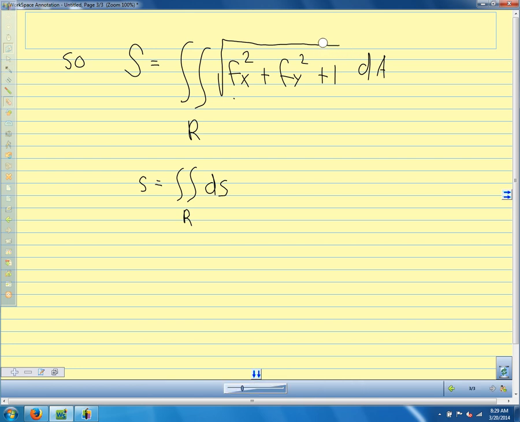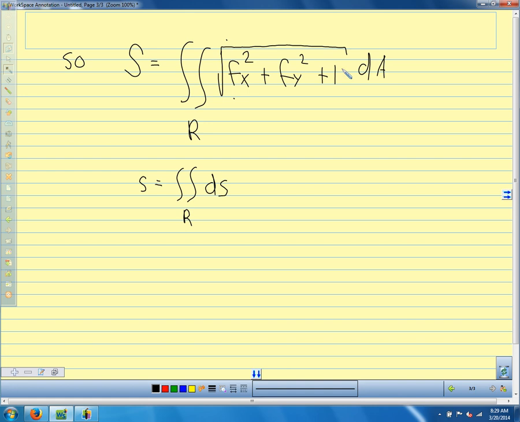Now looking at this expression, what are you going to guess about surface area integrals? They can often be very difficult because you have this f sub x squared, f sub y squared plus 1. You're taking the square root of that and integrating. So surface area integrals are often difficult. The ones that we end up doing tend to be pretty nice surfaces, so that we can actually come up with something that we know how to integrate.